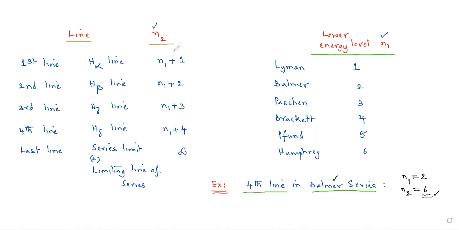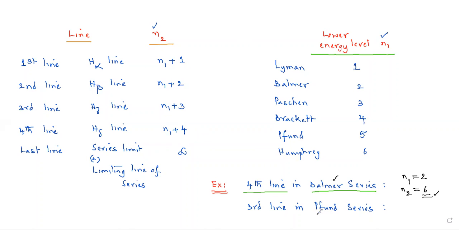Suppose, let us take one more. Supposing you want the third line in Pfund series, what are the N1 and N2 values?